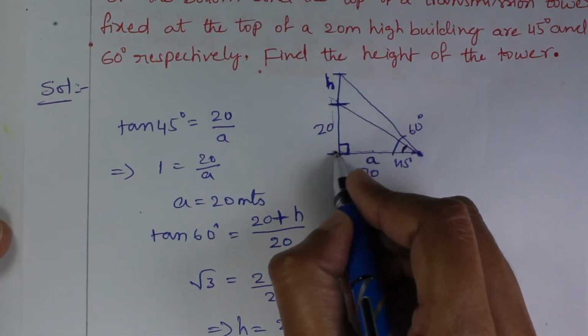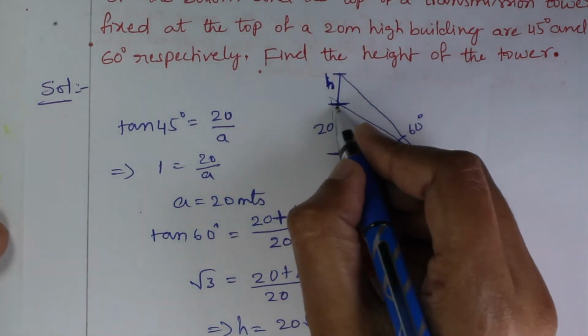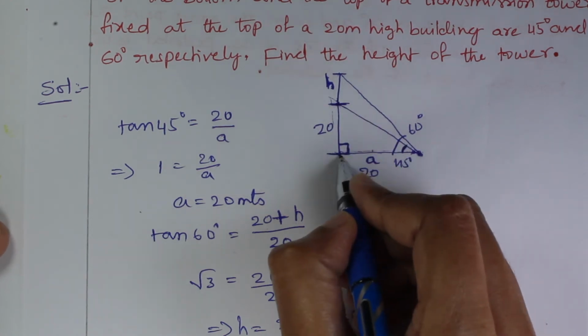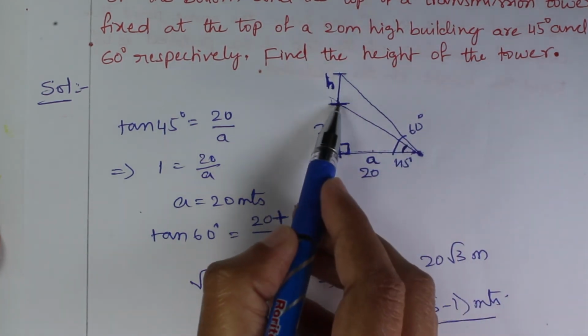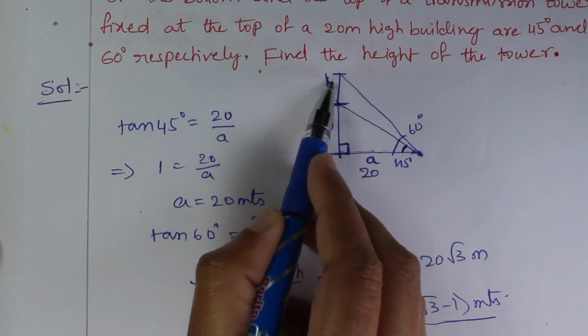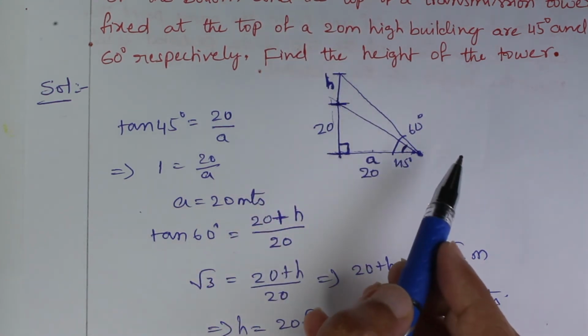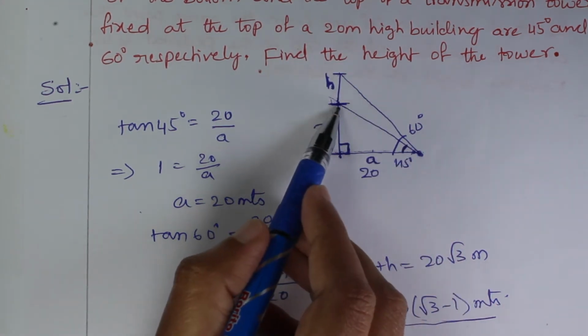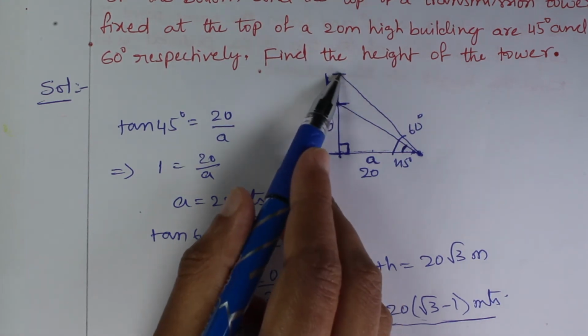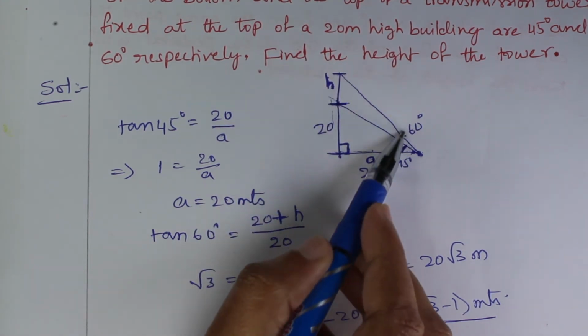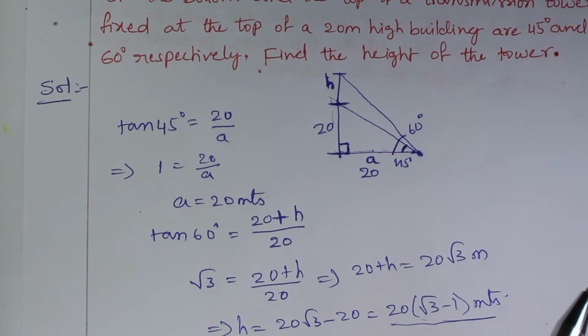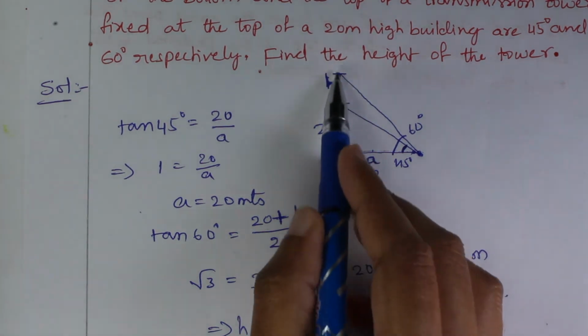So there is a building which is of height 20 meters, and there is a transmission tower standing on that building of height h meters. I have assumed it to be h meters. And then the angle of elevation of the bottom and the top of the tower are 45 degrees and 60 degrees respectively. Now we have to find out the height of the transmission tower.